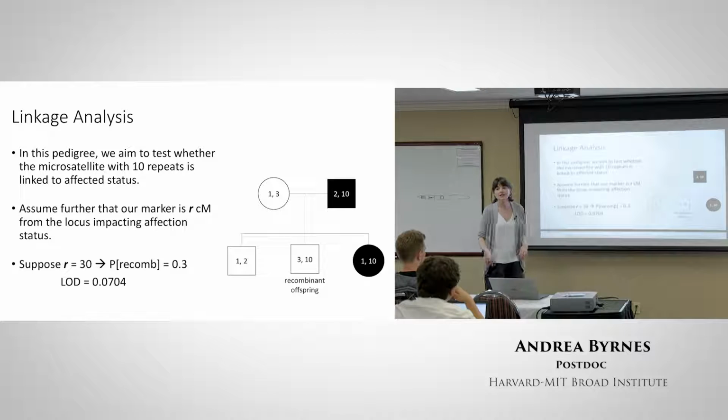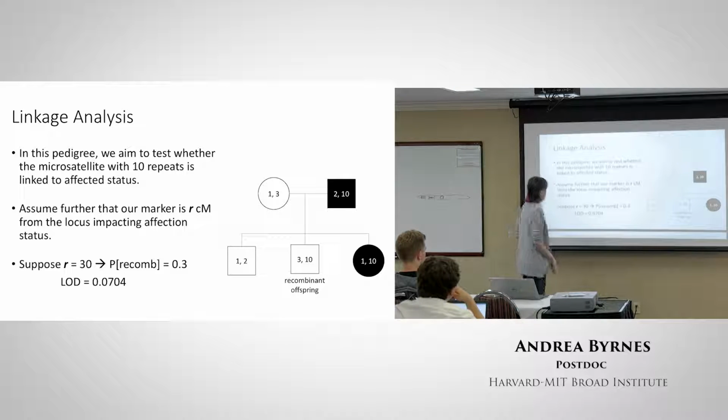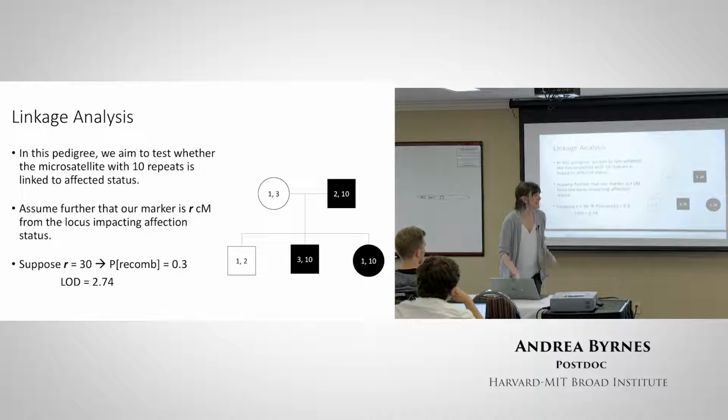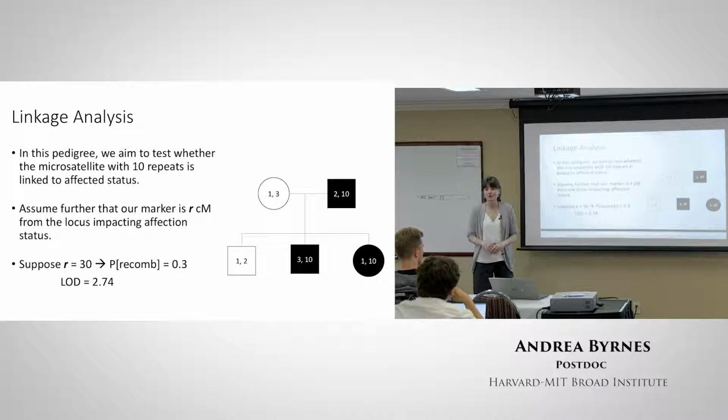What does this mean? Similar to many things in genetics, there was sort of an agreed upon threshold, and folks decided that a LOD score of 3 or higher was significant. That means that the likelihood of your alternative outweighs the null by a factor of 10 to the 3. That was sort of a standard thing for a while. Obviously, this is not significant. However, if it turned out that later in life this individual became affected, our LOD score would go up quite a bit.